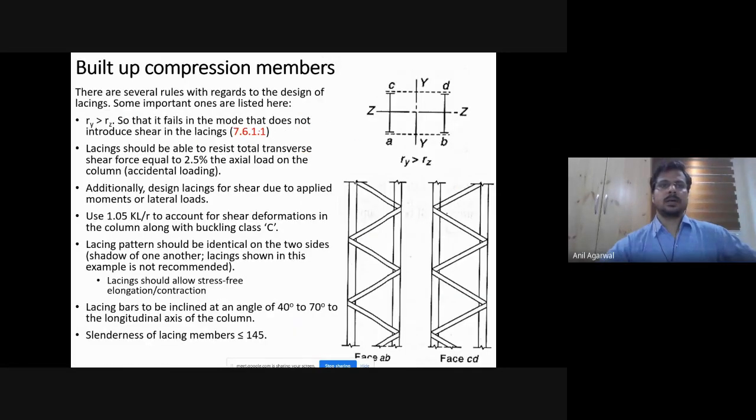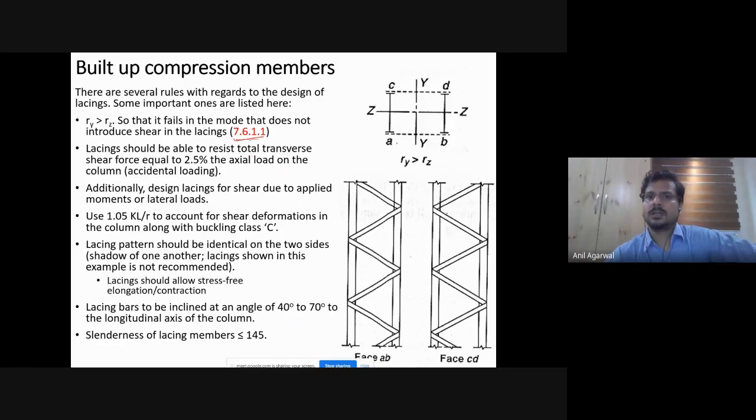Now there are certain other guidelines, and there are many other smaller, less prominent guidelines given in the code. You can go to 7611 and get an idea about all the rest. I'm just pointing out a few important ones.